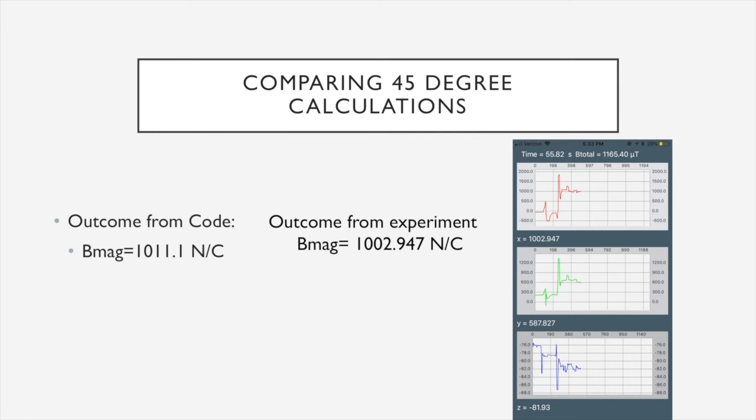And so from my code, I calculated that the magnitude of my magnetic field would be 1011.1 newtons per coulomb. And as you can see written right here, I have my experimental value being 1002.947 newtons per coulomb. And I think this is really important. I noticed that my two values were actually very similar to each other, which goes to show that the code is a pretty reliable source for the calculation of it, and everything that we have set up seems to be working that way. And so these were my values here for the magnitude, and my R value, I had it at a little bit over 3 centimeters, I believe, was my average for that.